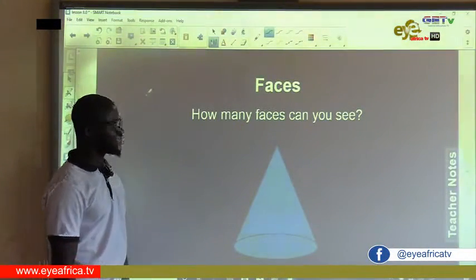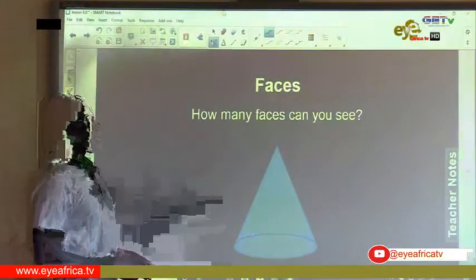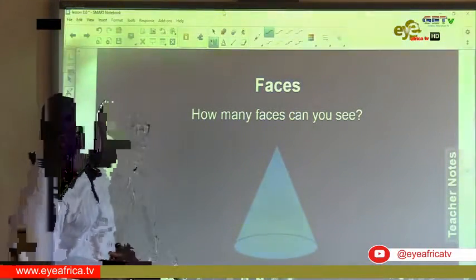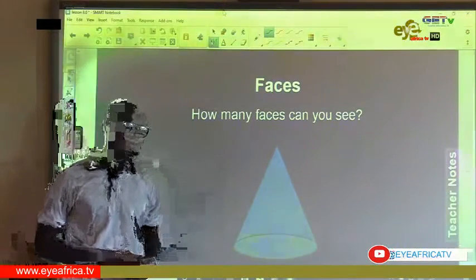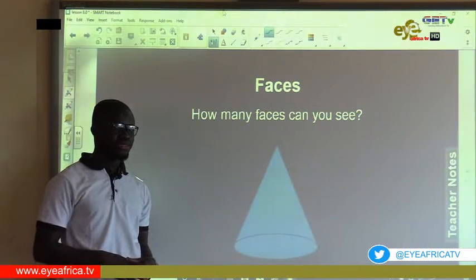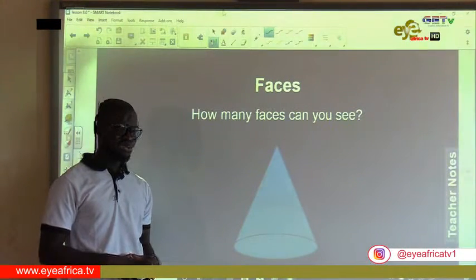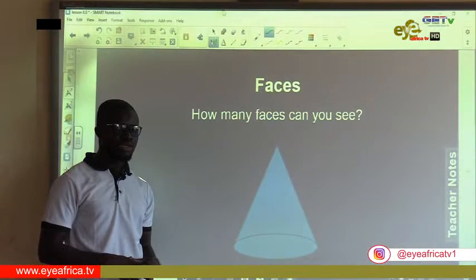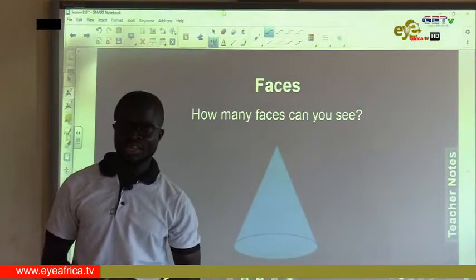the next question is about the shape we have on the screen. Like in the previous slides, what shape can you see on the screen for those viewing? The shape is a cone. It is a cone.